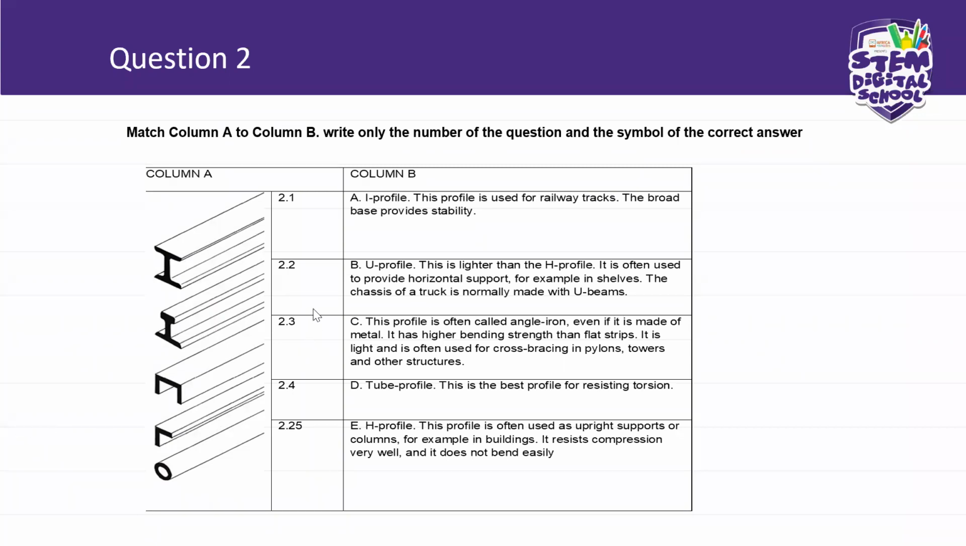Right, so 2.1, the correct answer is E. Okay, it's the H profile. This profile is often used as upright supports or columns, for example, in buildings. It resists compression very well and it does not bend easily.